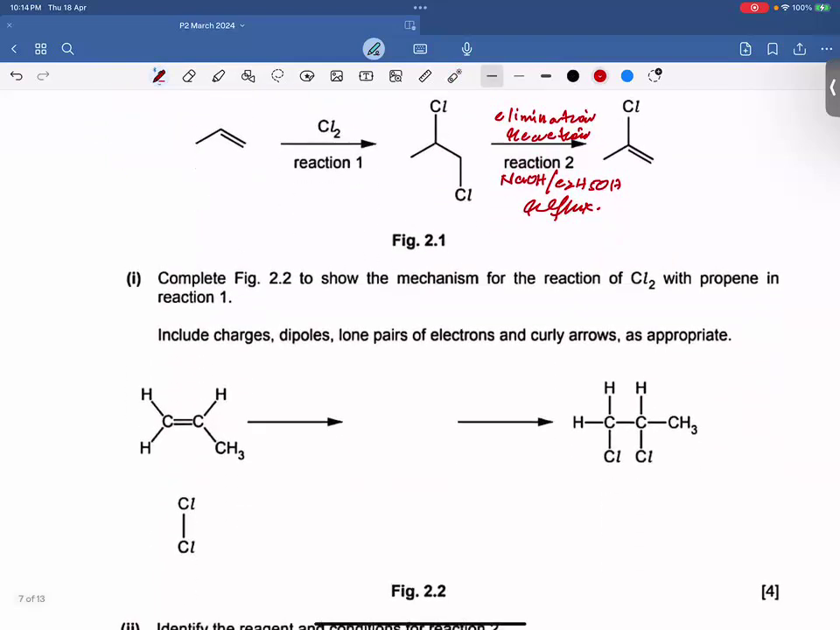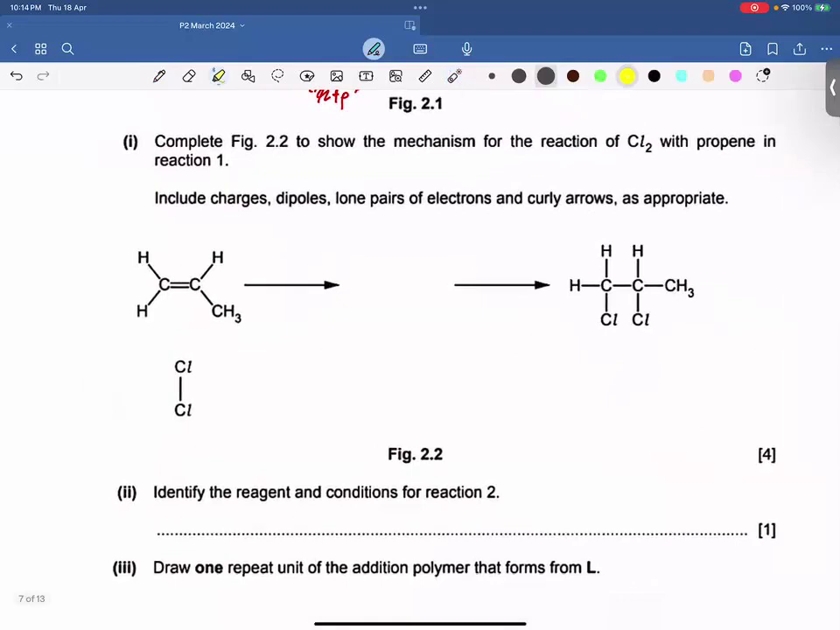Okay. And that's a simple electrophilic addition reaction because alkenes always undergo electrophilic addition reactions. And this reaction takes place at RTP. So that's electrophilic addition, that's nucleophilic, that's elimination. Complete table 2.2 to show the mechanism for the reaction of chlorine with propene, that's electrophilic addition. The examiner is talking about including charges, dipoles, lone pairs of electrons, and curly arrows as appropriate.